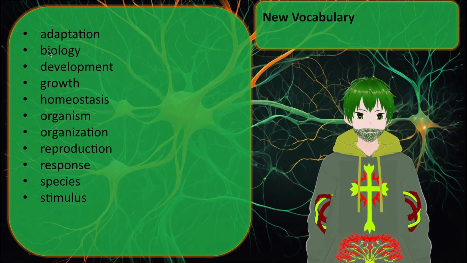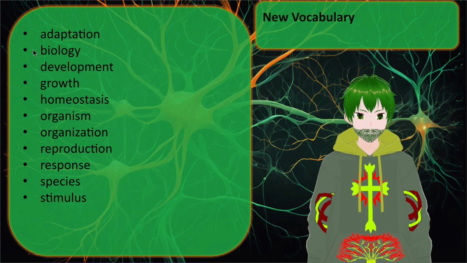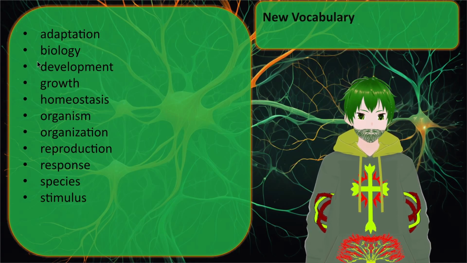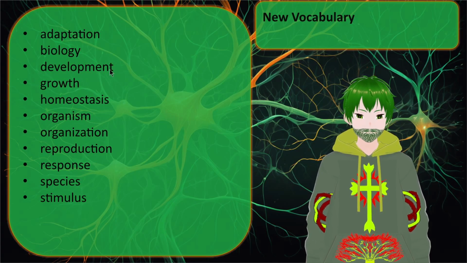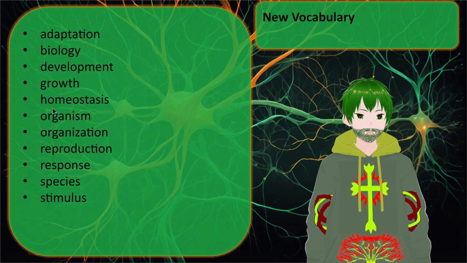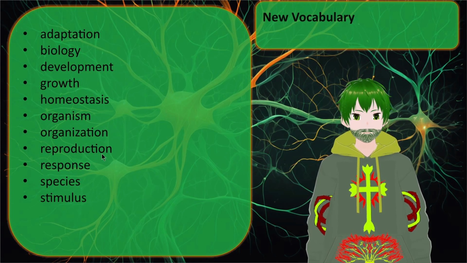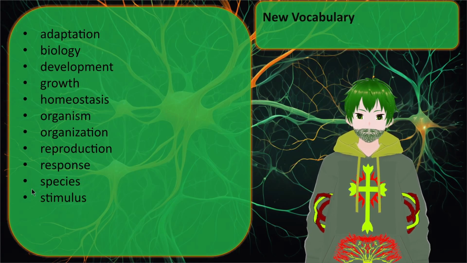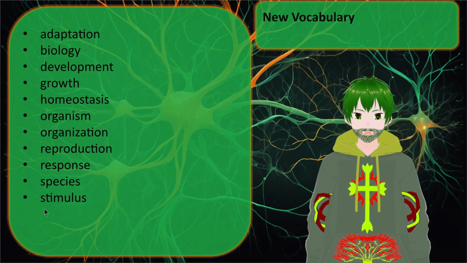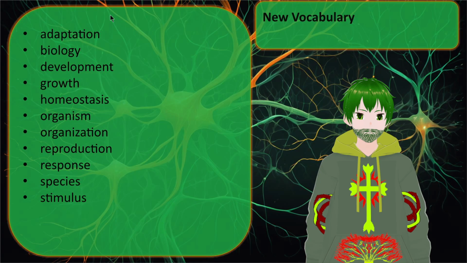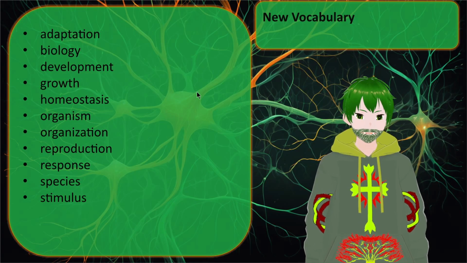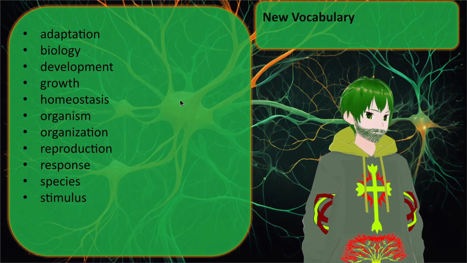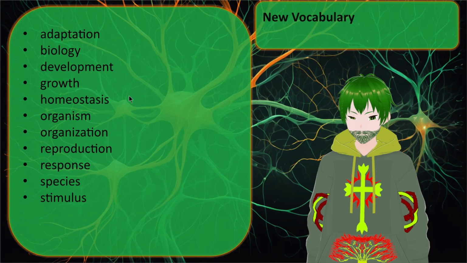So, some new vocabulary that you want to keep an eye out for as we go through this lesson: adaptation, biology, development, growth, homeostasis, organism, organization, reproduction, response, species, and stimulus. All vocabulary that probably you've heard maybe once or twice somewhere else, maybe in a life science class in middle school, but some of which might be entirely new, and that's okay.